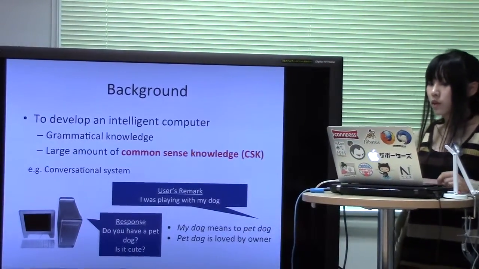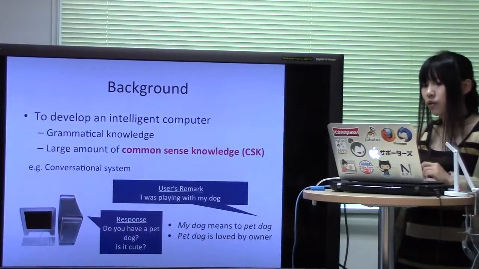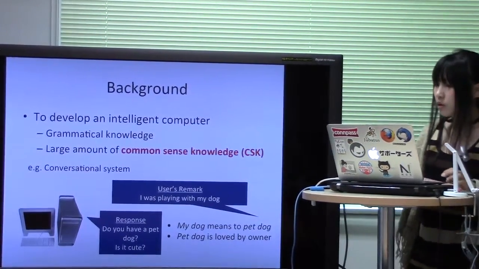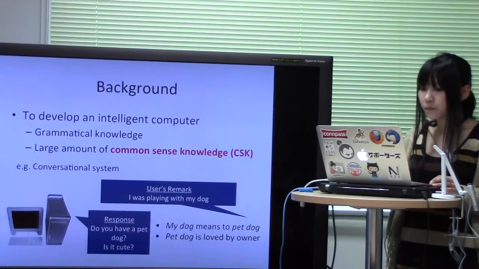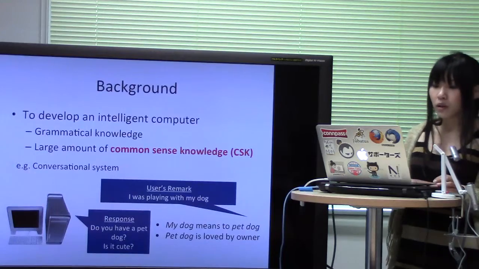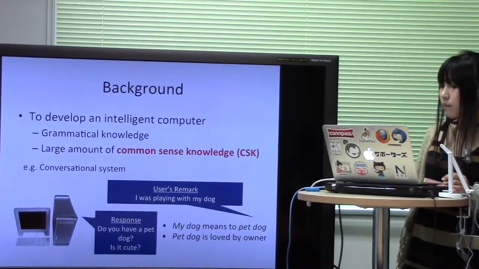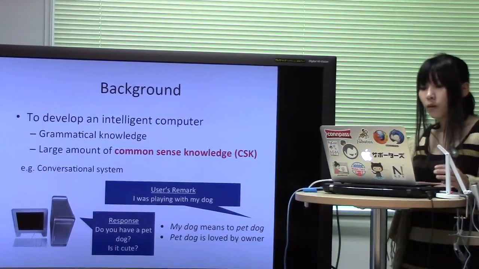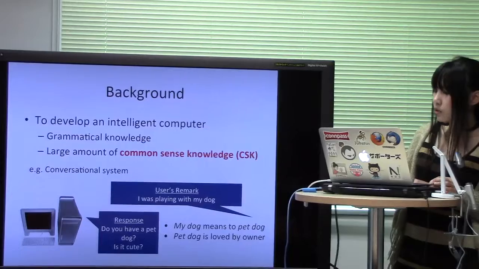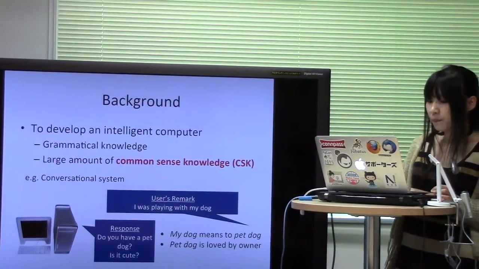First, let me give you some background for our study. To develop an intelligent computer, we not only need grammatical knowledge, but also a large amount of common sense knowledge. For example, in a conversational system, we need some knowledge such as my dog means to pet dog in order to appropriately respond to users' remarks such as I was playing with my dog.